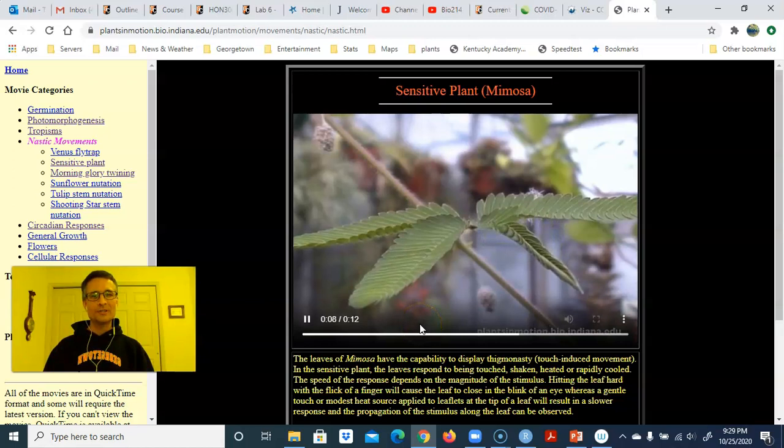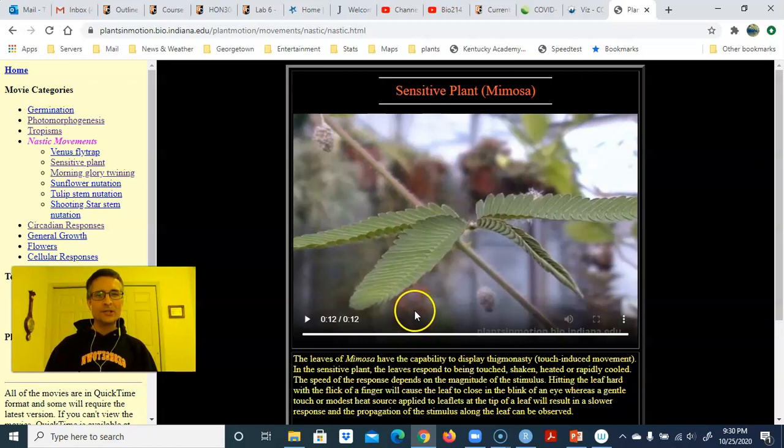And notice how quickly the leaf folds in an attempt to avoid whatever this particular stress might be. So this is probably a reaction against a potential herbivore attack or some kind of other stress that might challenge the leaf itself, and so the plant is going to respond by folding up the leaf.